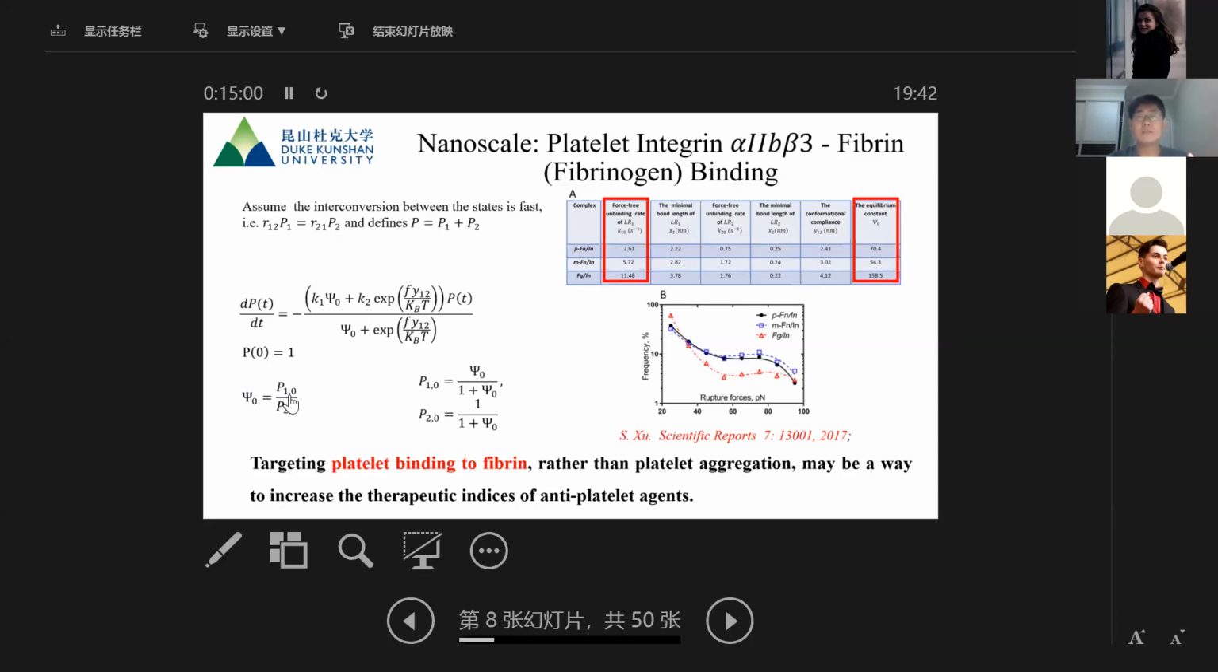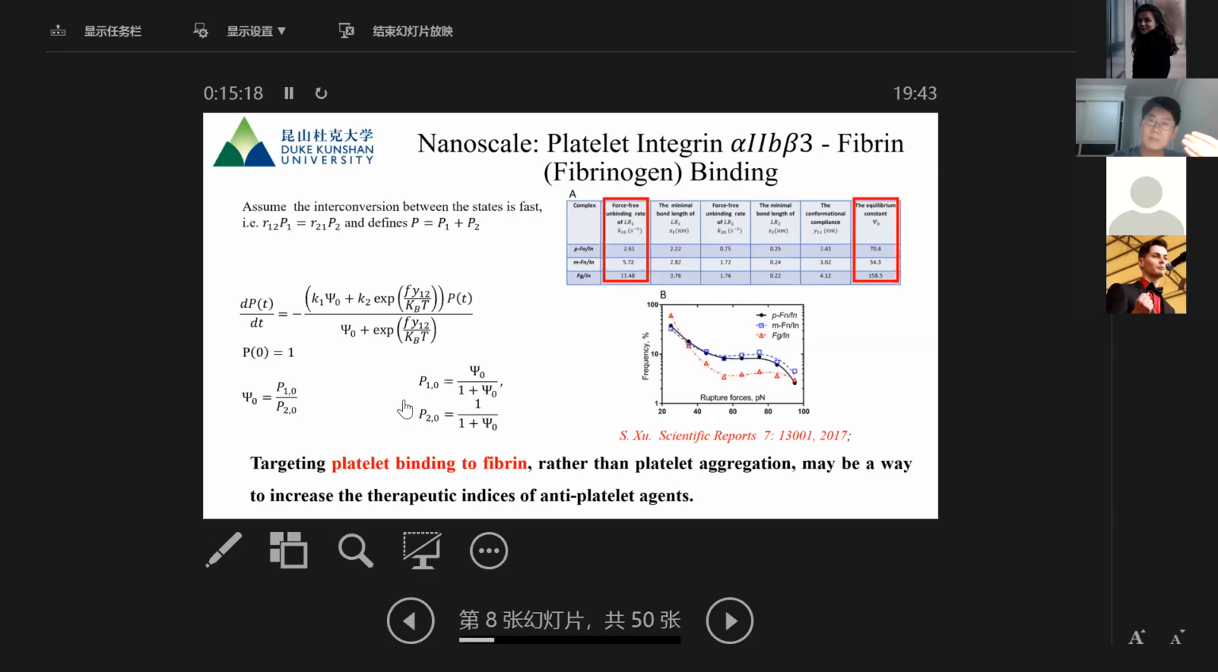Okay, so I have the model, but I have 6 unknown parameters. How do we get these parameters? In order to get them, I fit my simulation result from the model with the experimental result.